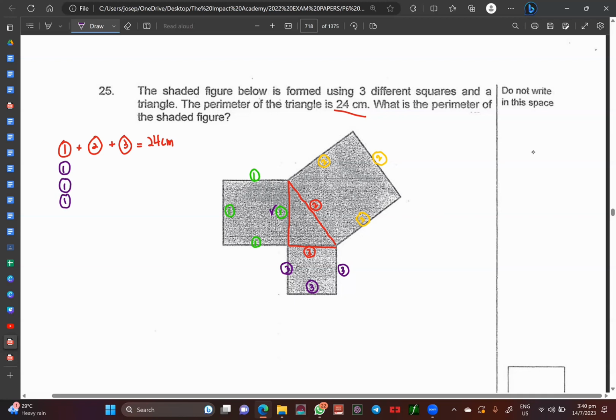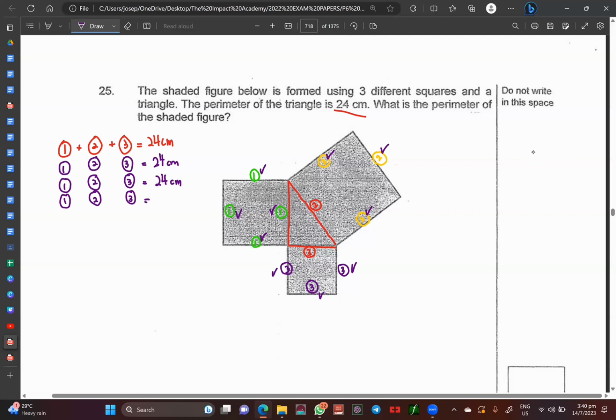Okay, how many 2s do I have? I have 3 more 2s. You agree so far? All right, so I'm just going to check off the ones that I have written down so that you are able to see. How many 3s do I have? I have 3 more 3s. Okay, I'm also going to mark it off so that you're able to see it. Now, isn't it true that all of these, they are simply just 24 cm?